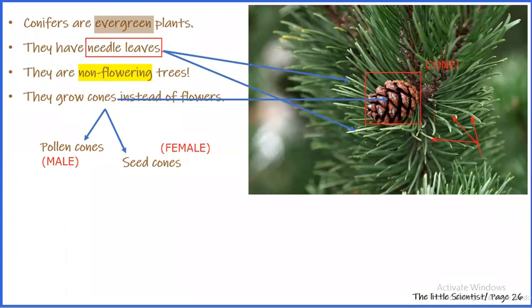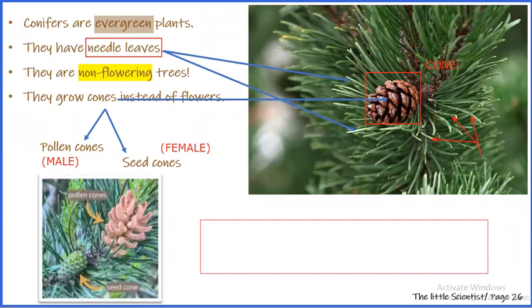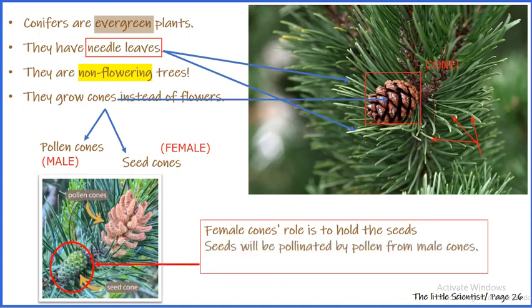Here is a closer picture to the male cone and to the female cone. This is the female cone. The female cone holds the babies, holds the seeds. And the ovules found in the seed cones are pollinated by the wind. Who brings the pollen? It's the wind. The wind brings the pollen from the male cones, from the pollen cones to the female cones.